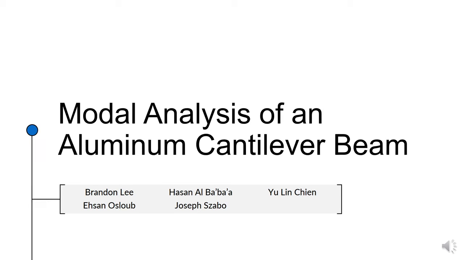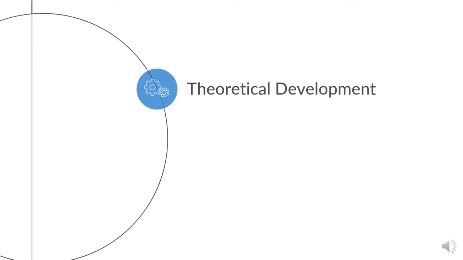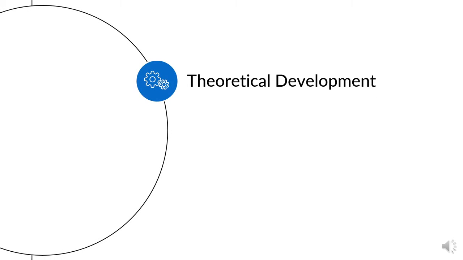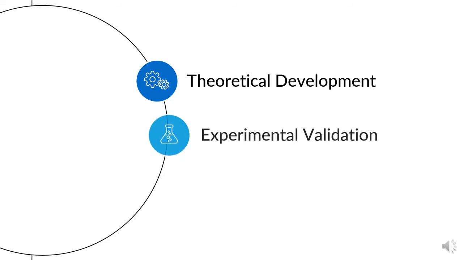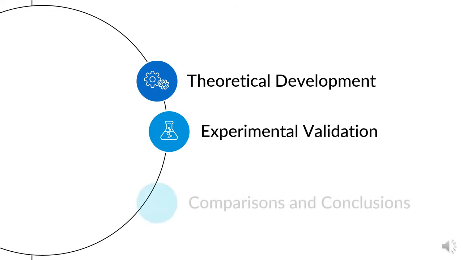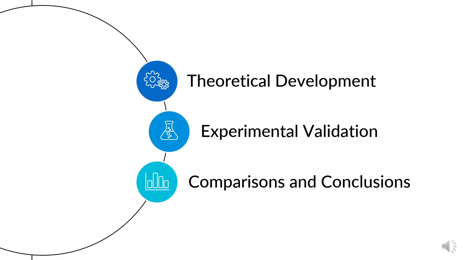The objective of this project is to perform a modal analysis of a cantilever beam by analytical and experimental means. First, we will start with a brief theoretical derivation of the equation of motion, followed by the experimental procedure and results. Concluding this project is a comparison between the theoretical prediction and experimental results.